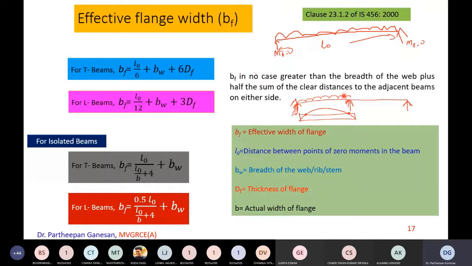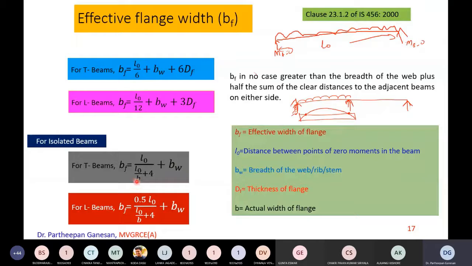6 times DF, where DF is the thickness of the flange or thickness of the slab. Similarly, for an L beam, it is half of this: L0 by 12 plus BW plus 3 DF. Now, for isolated beams, as I told you, it is completely different. For an isolated beam, BF is equal to L0 divided by (L0 by B plus 4) plus BW, where B is the actual width of the beam.